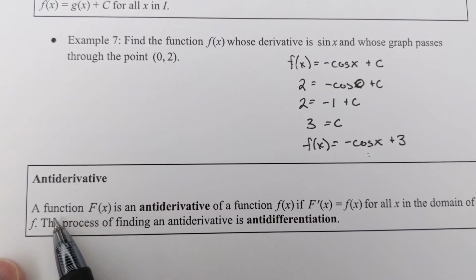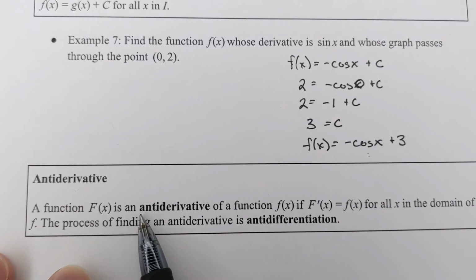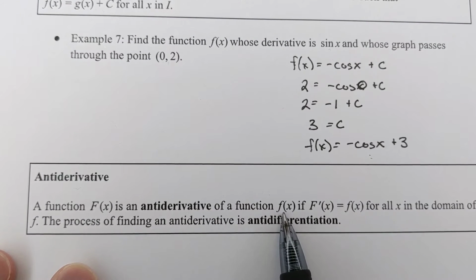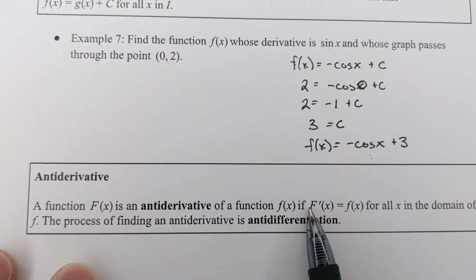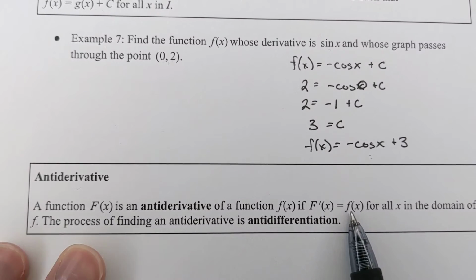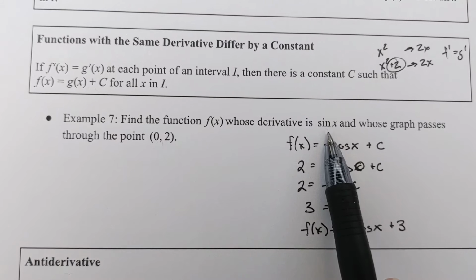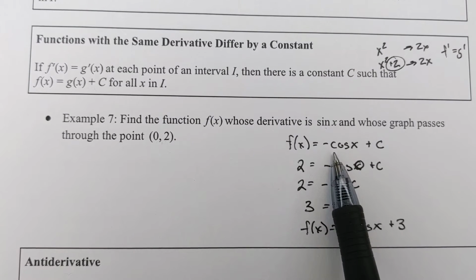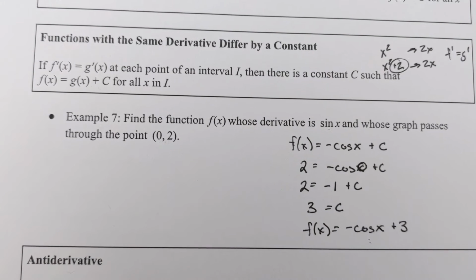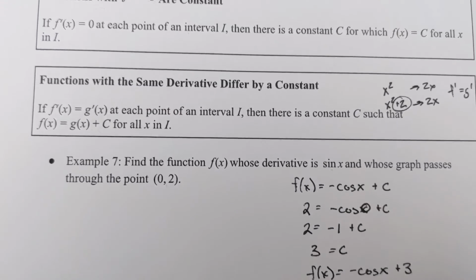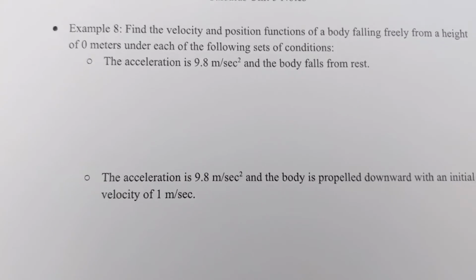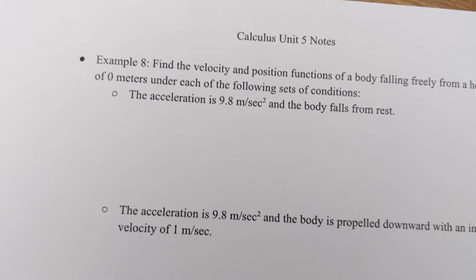Okay, antiderivative: a function capital F of x is an antiderivative of a function lowercase f of x if F prime of x is equal to f of x. So that's what we did here. This function is f of x, and the negative cosine of x would be the capital F of x, the antiderivative. The process of finding an antiderivative is referred to as antidifferentiation. So essentially, we're working backwards.